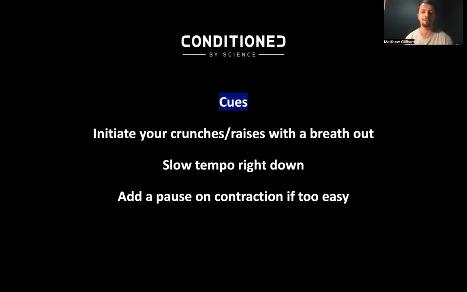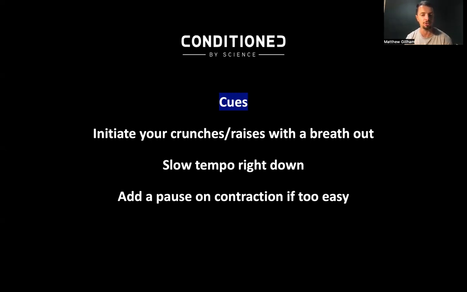Now, when performing core-based movement, particularly a crunch, the range of motion for your abs is very small. It's around 3 inches. So therefore, what we don't want to do is rush it. We want to, in fact, slow it right down. So your abs are in control of those 3 inches on the way up and those 3 inches on the way down. And if that's too easy, we can do things like adding a pause.